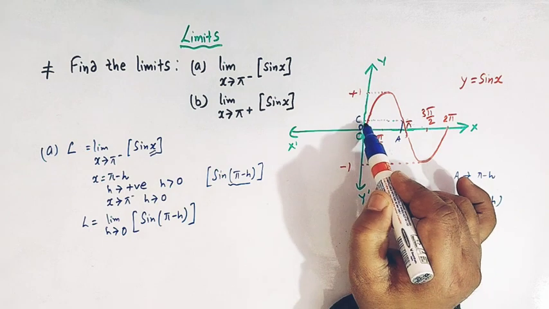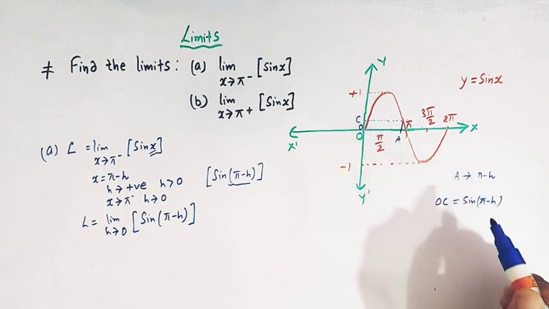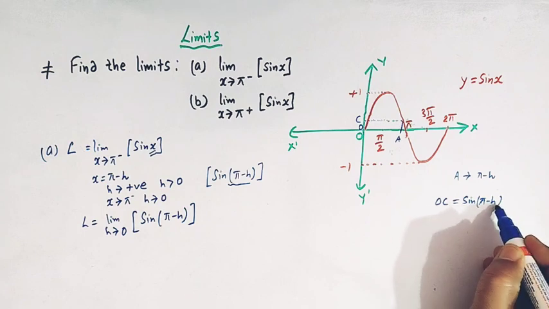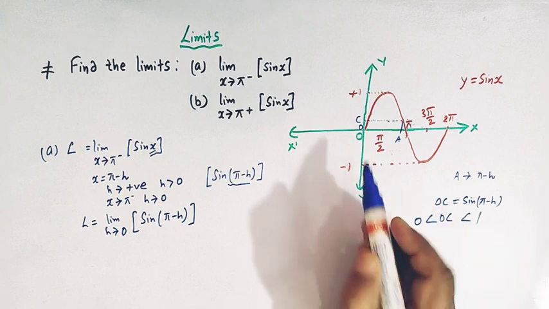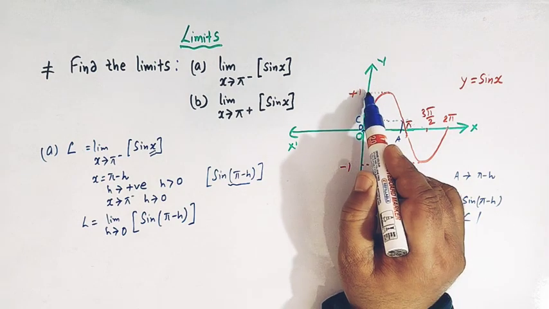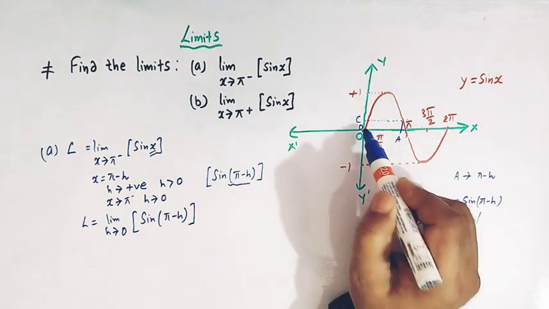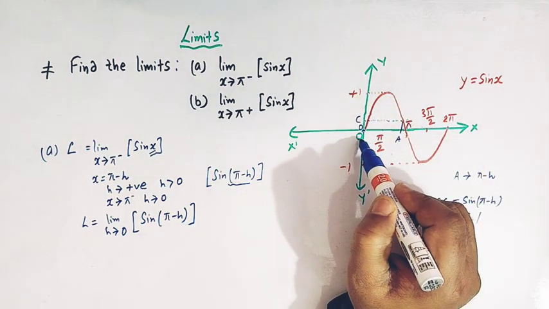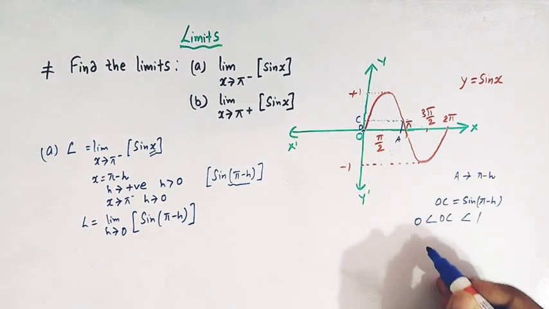We can easily see that this distance OC, which represents sine of pi minus h, lies between 0 and 1, because this point is 0, which is the origin, and 1 is the maximum value of sine x. C lies between 0 and 1. So OC lies between 0 and 1.